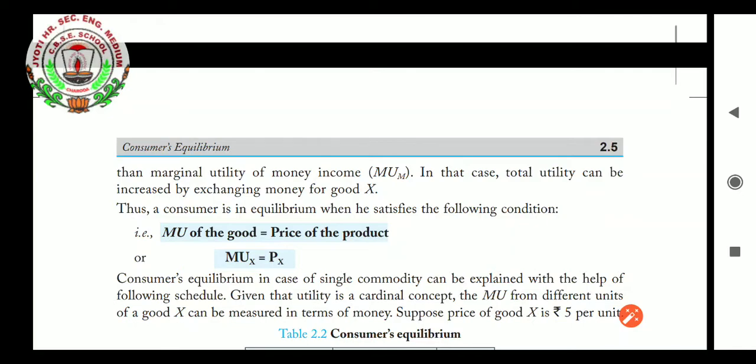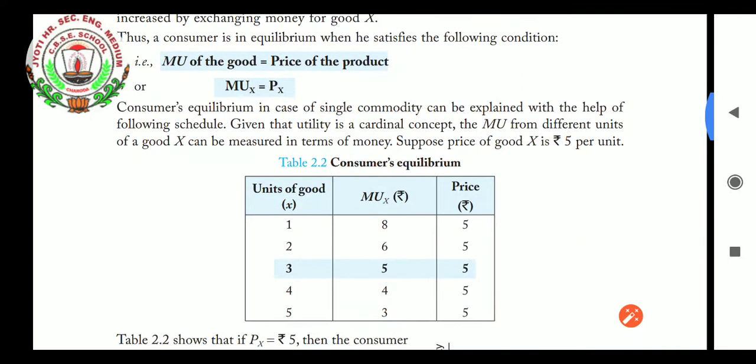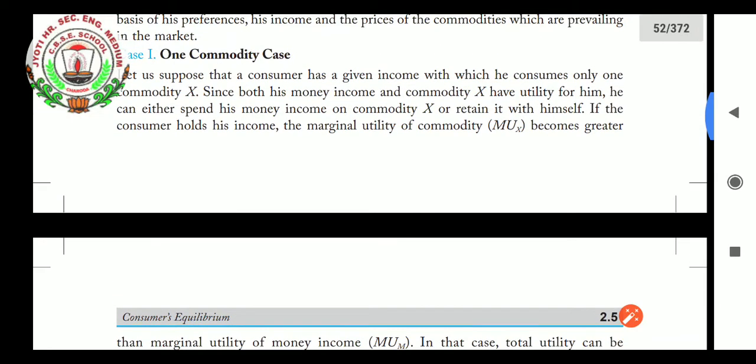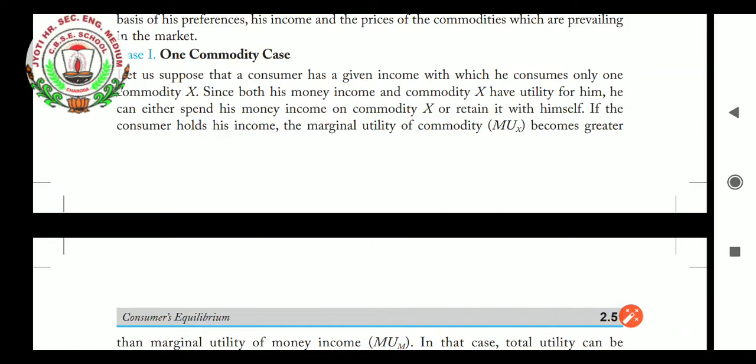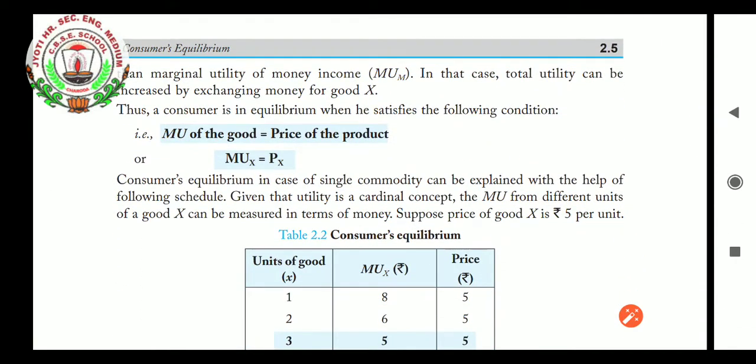It means if he does not consume commodity X, he will instead keep the money. So definitely the marginal utility of the commodity becomes greater than the marginal utility of money income. In that case, total utility can be increased by exchanging money for goods X. Definitely, when income is more than the commodity value, then instead of keeping that income, he can purchase more units of X so as to be more satisfied from the consumption of goods X.